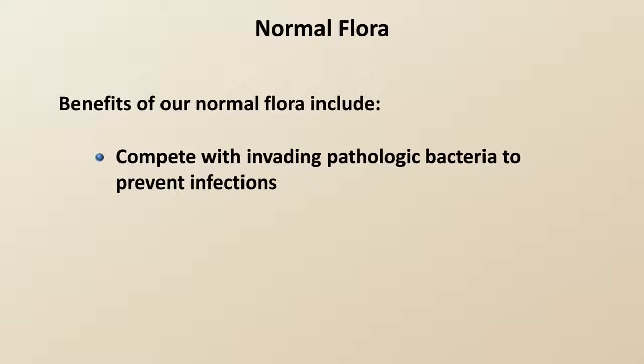The most obvious way in which normal flora contribute to our well-being is by serving as competition for invading pathologic bacteria, and thus actually prevent infections. This effect is most readily apparent in the case of infectious colitis caused by C. difficile, which usually occurs when a patient has taken antibiotics that happens to kill off much of their normal colonic flora, but leaves the C. diff population intact and ready to procreate in the absence of other species fighting for nutrients and space.